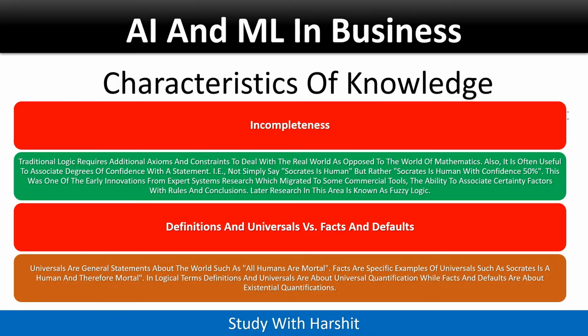Definitions and universals versus facts and defaults. Universals are general statements about the world, such as all humans are mortal. Facts are a specific example of a universal, such as a soldier is a human and therefore mortal. In logic terms, definitions and universals are about universal quantification, while facts and defaults are about existential quantification.